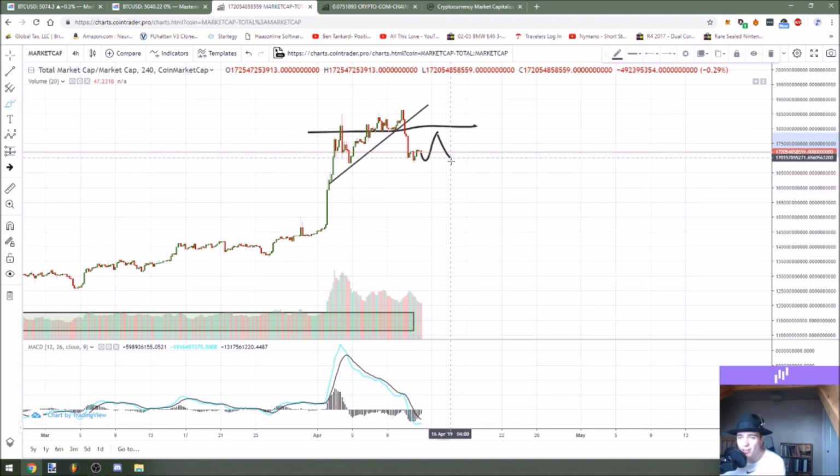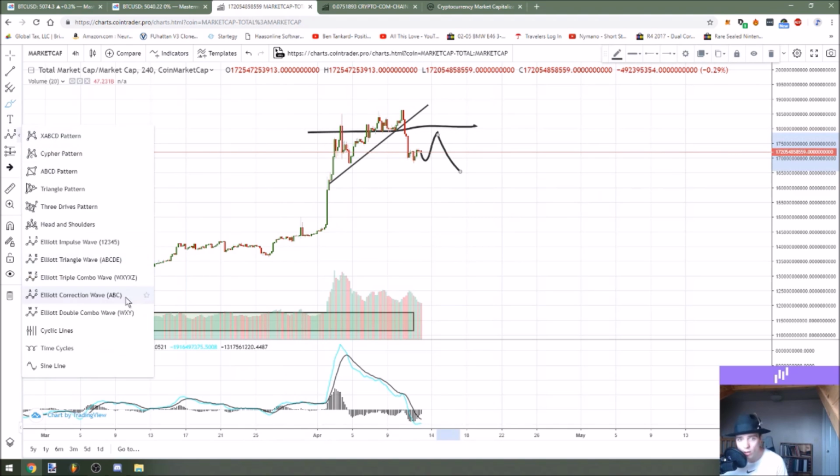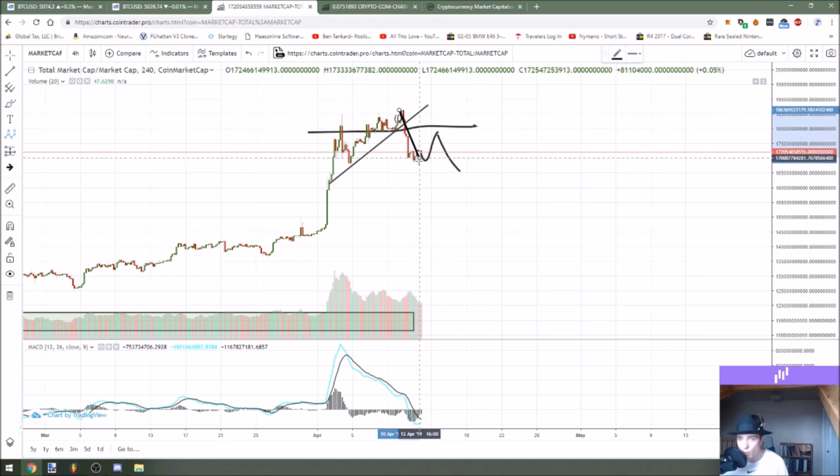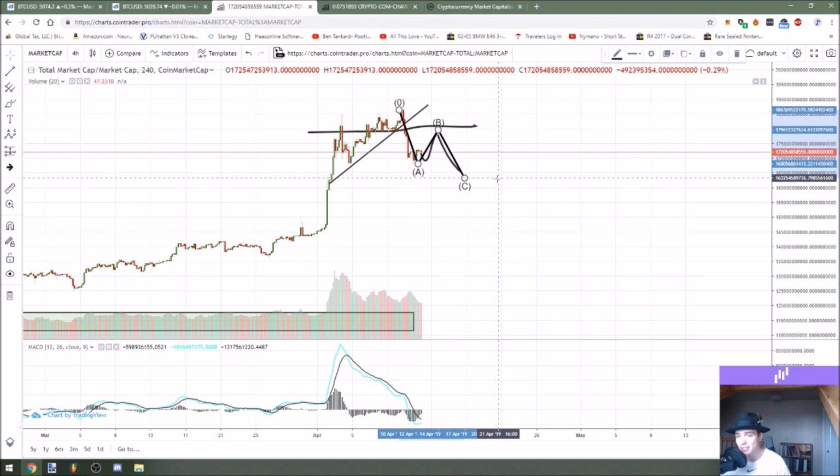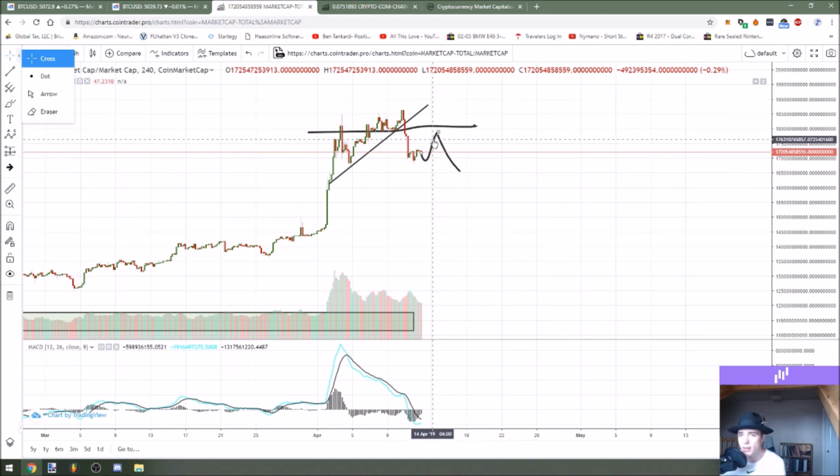Remember, an ABC correction has a zigzag shape. So from where this correction starts, we're expecting to see an A wave down, a B wave up, and a C wave back down. And that's that zigzag shape here. So that's kind of what I'm watching on the total market cap here.